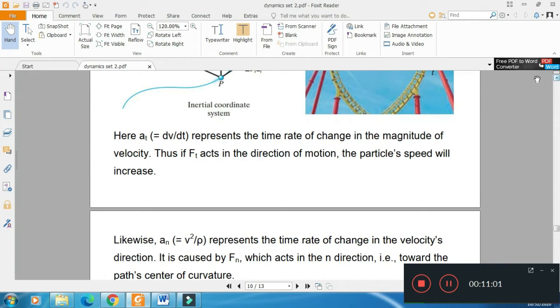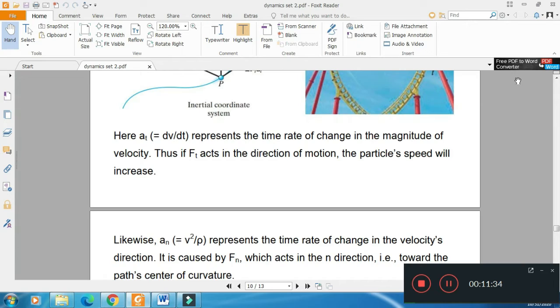From the previous topic, we know that at is the tangential acceleration and it is equal to dv over dt. It represents the time rate of change in the magnitude of the velocity. Acceleration occurs due to change in velocity. The velocity magnitude can change and the direction of velocity can change. The change in magnitude of velocity leads to tangential acceleration, and the change in direction of velocity leads to normal acceleration.